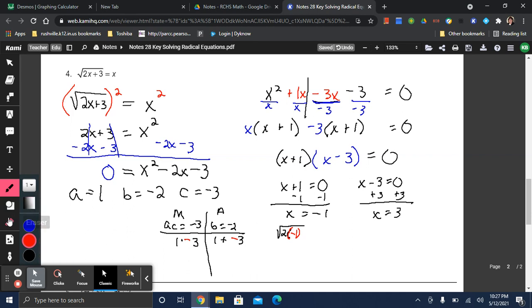And then plus 3, that does not equal the negative 1. And so that answer does not check.